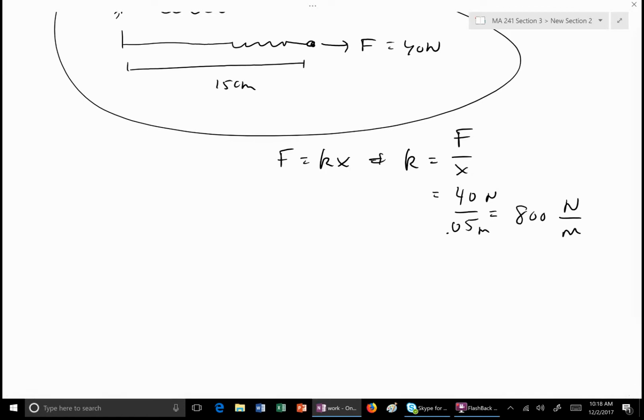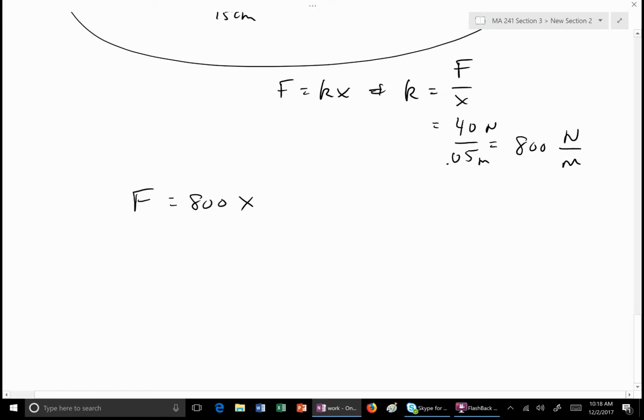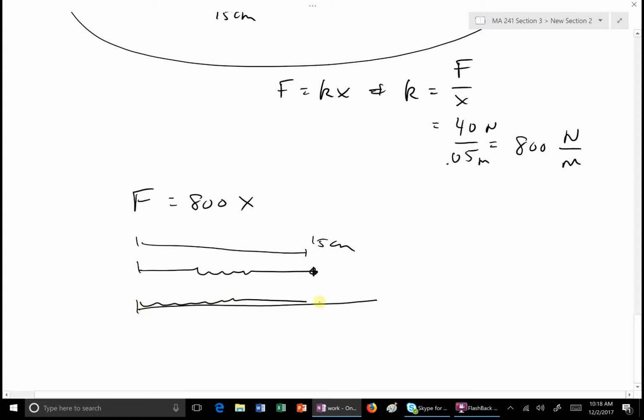Okay, so now I know everything about the force. I know that the force is equal to 800x. And again, I'm assuming x is going to be in meters, right? Now I'm given some additional information. I'm told the spring is now stretched from 15 to 18 centimeters. So here I was at 15 centimeters. I stretched it to 18, and I want to know how much work is required. I stretched it this 3 centimeters, and I want to know how much work is required to do that.